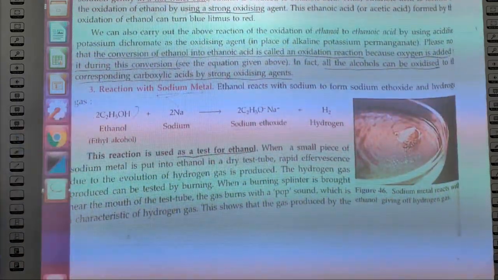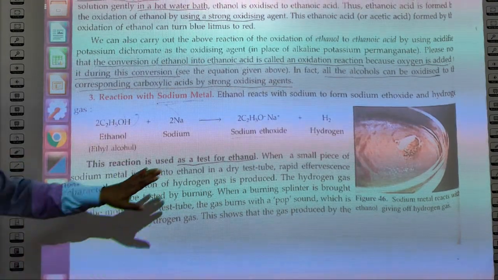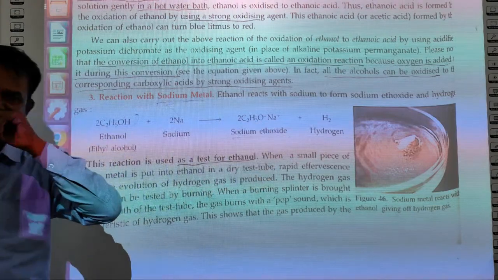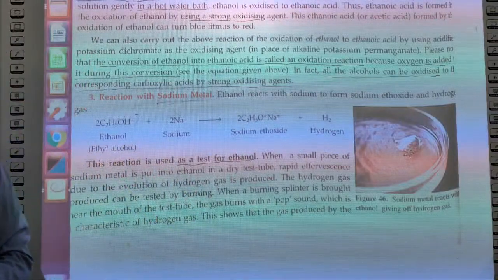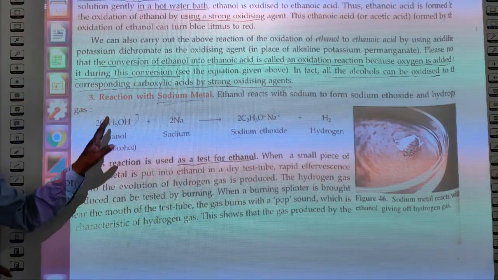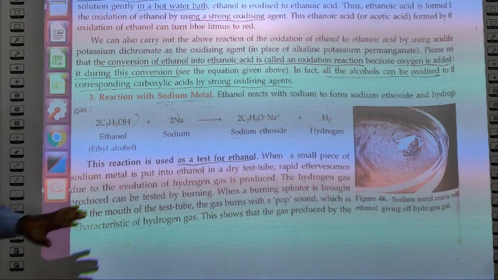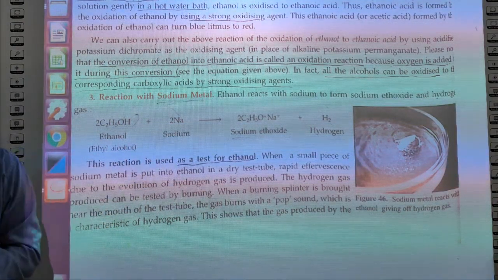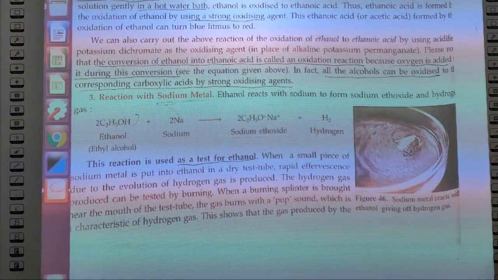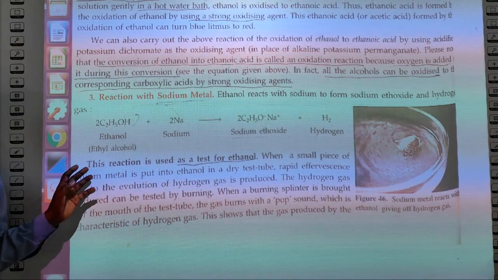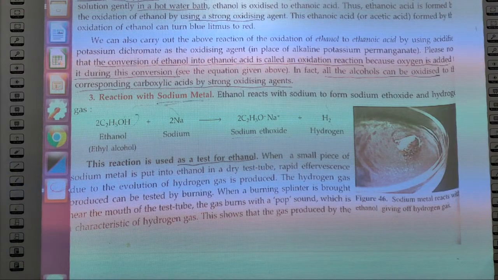Then reaction of ethanol with sodium. We will get sodium ethoxide, and hydrogen gas is released. This is the sodium test to check for ethanol. If hydrogen is released, hydrogen is combustible. We can test it by bringing a burning candle there. It will give a pop sound.